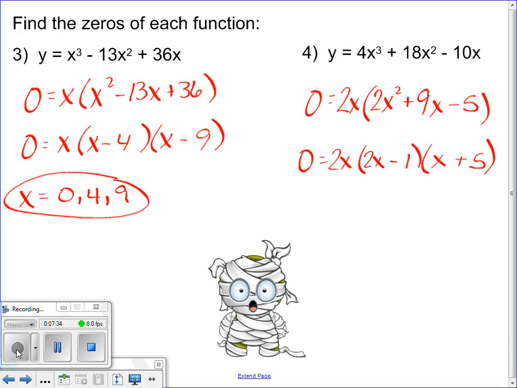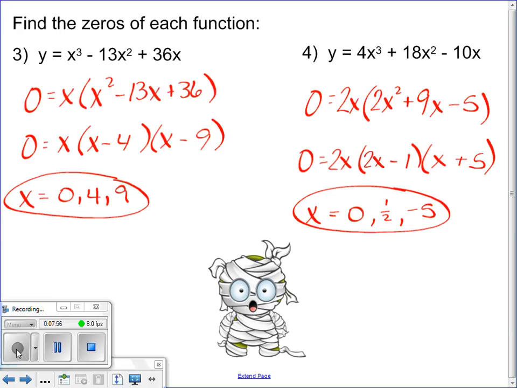Have you found that your factoring's gotten a little faster, though? The more we do it, it gets a little better. All right, so what does x equal? Beautiful.